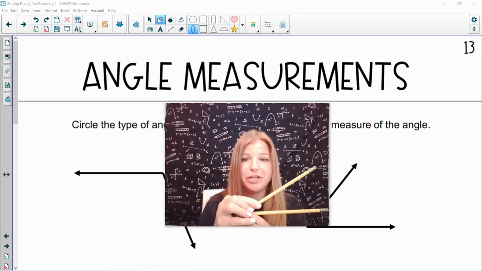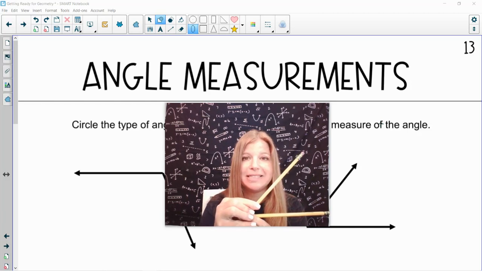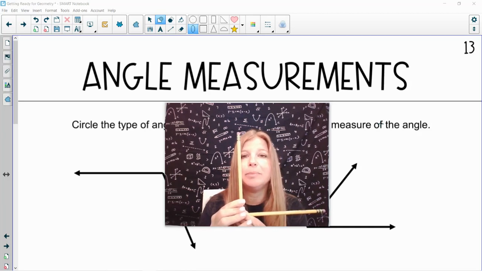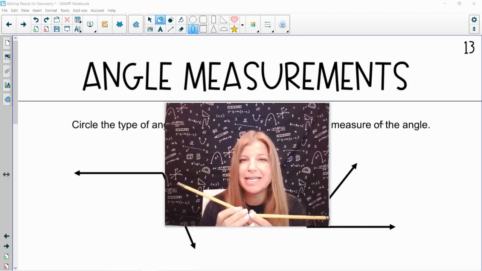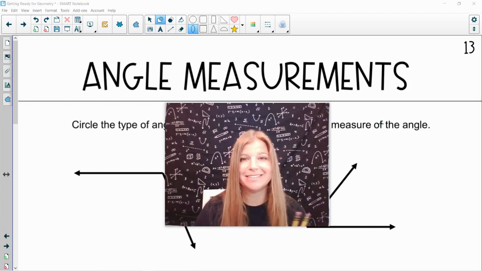So we have acute, right, obtuse. Your acute angles are less than 90 but greater than 0. Your right angle is exactly equal to 90. And your obtuse angles are greater than 90 but also less than 180, because if they were exactly 180, then it would be a straight line. Awesome. Let's take a look.